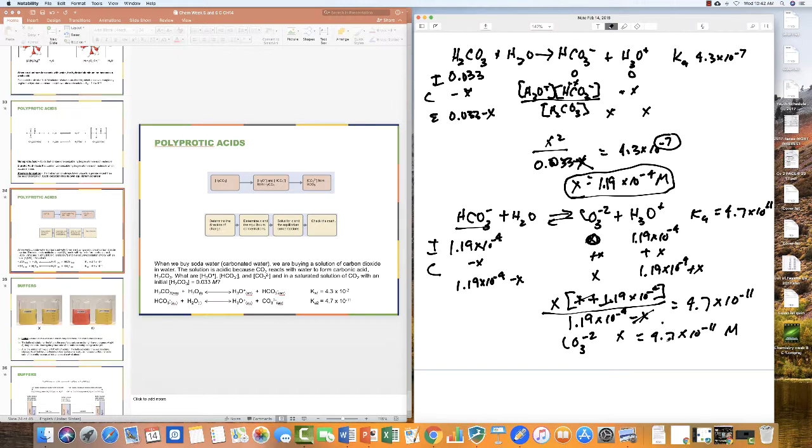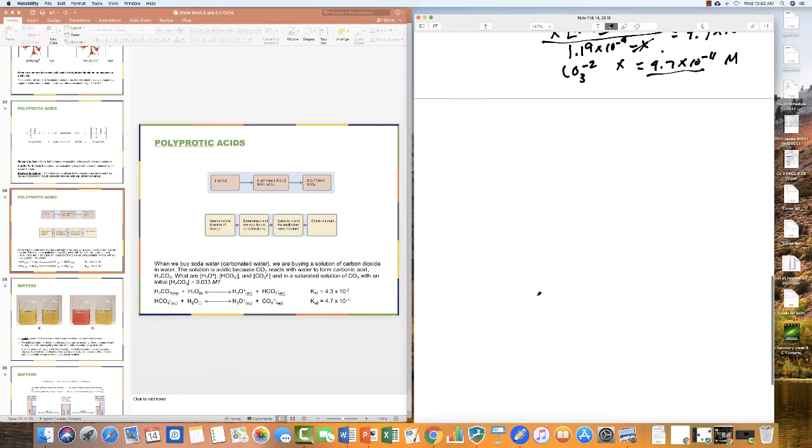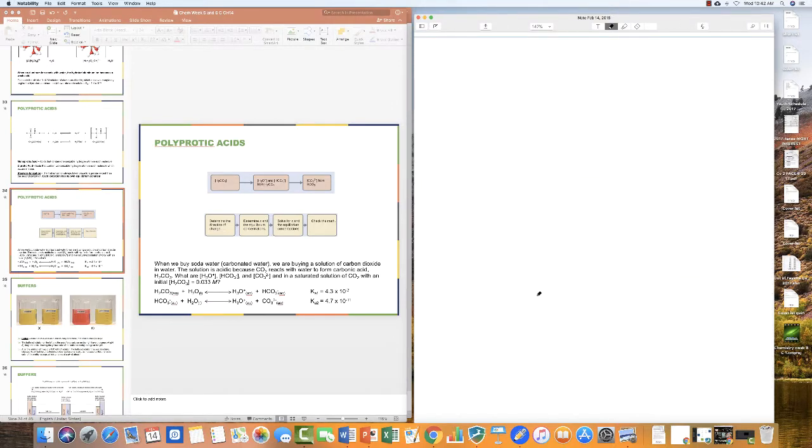So the carbonate concentration is this, the hydronium ion concentration is this, and the bicarbonate concentration is also this. So that was the three questions. And then if you wanted a pH, you could put this number into your calculator, and you're going to get a 3 point something. But I'm not going to do that right now. So anyway, the answer is 1.19 times 10 to the minus 4 for the hydronium ion concentration and the bicarbonate concentration, and 4.7 times 10 to the minus 11 for the carbonate concentration.